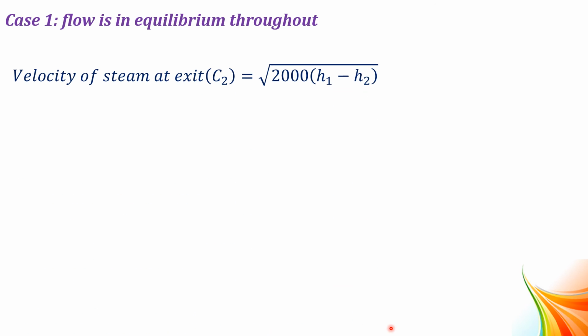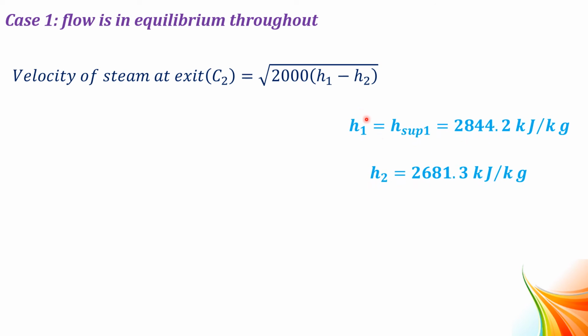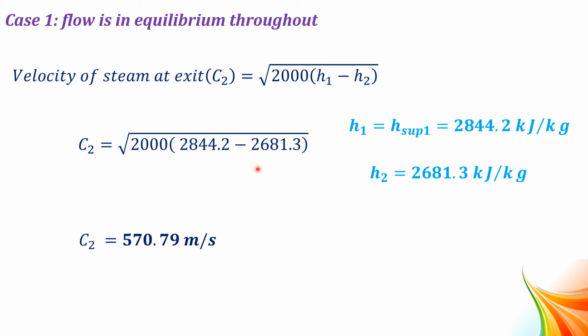Case 1, the flow is equilibrium throughout. Then the velocity of steam at the exit, C2 equals square root of 2000 into (H1 minus H2). H1 and H2 values we have obtained from the steam table. Now substitute these values in this equation. We get C2 equal to 570.79 meters per second.